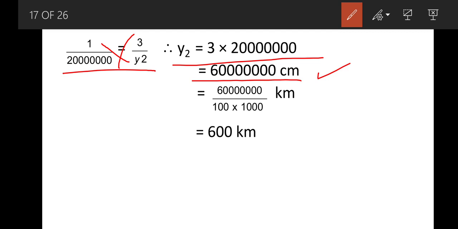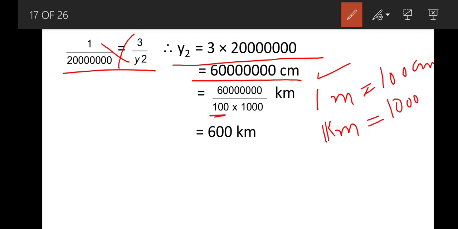And we know that first of all you need to convert it into meters. 1 meter is equal to 100 centimeters, and that is why we have divided it by 100, and then 1 kilometer is equal to 1000 meters. And then you can easily find the answer.